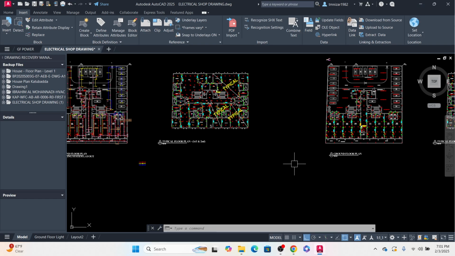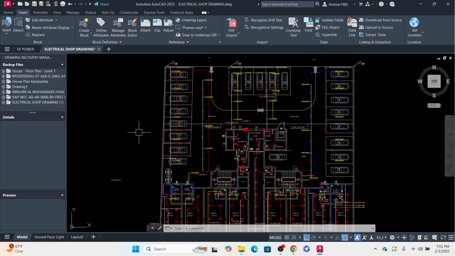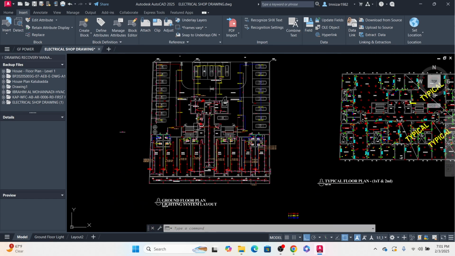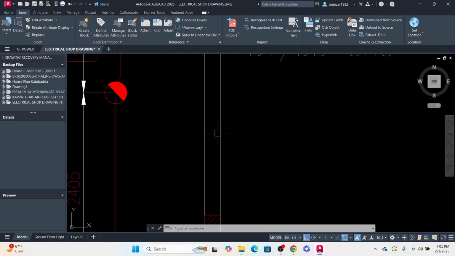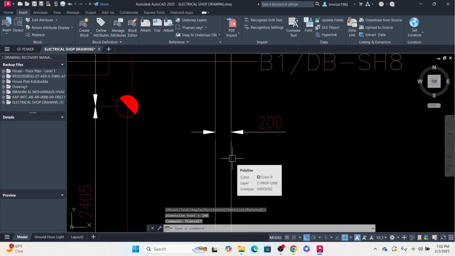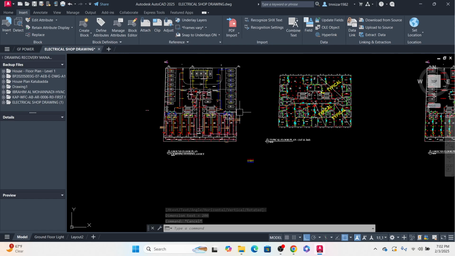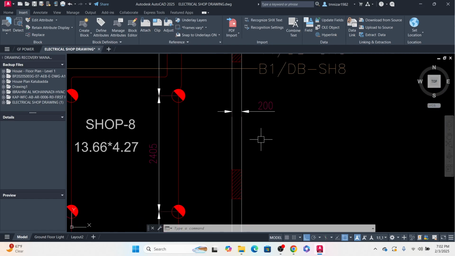There's a comment in one of my videos. They're asking how we will know which scale this drawing has been done. Normally you cannot find that, but if you have general knowledge, like let's say this wall, okay? This wall can be 200 or can be 300 mm. So when I measure, this is 200. So I know this drawing is in mm, meaning millimeter.